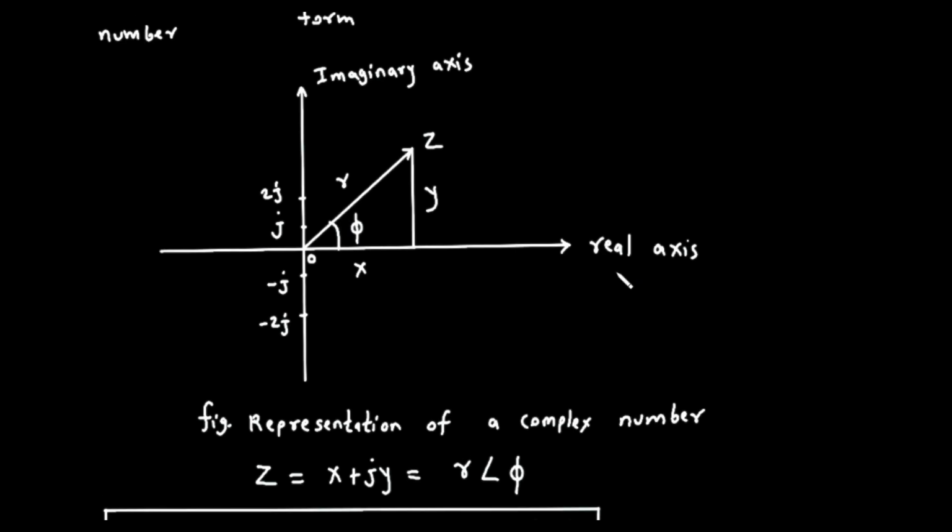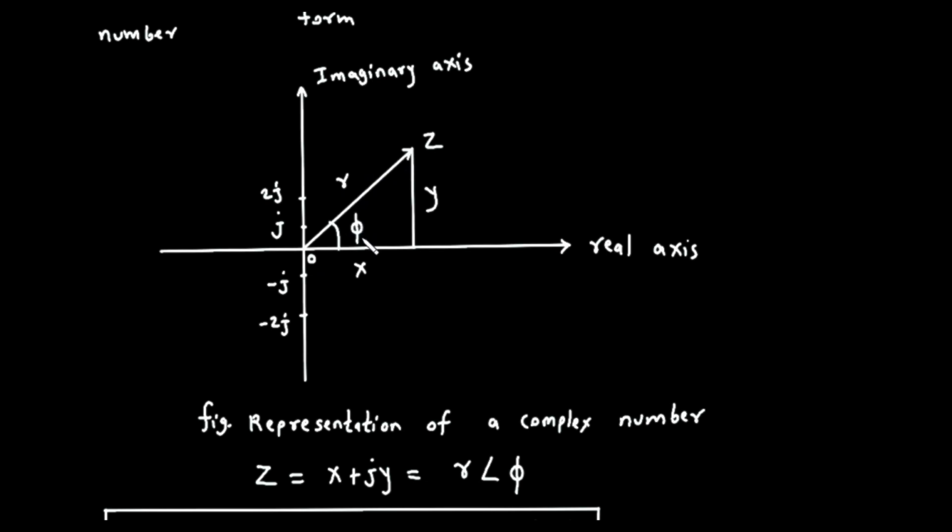We have a horizontal real axis and a vertical imaginary axis. A phasor z is drawn as an arrow, or a vector, starting from the origin. The horizontal projection of this arrow is x, the real part. The vertical projection is y, the imaginary part. The length of the arrow itself is r, the magnitude. And the angle it makes with the positive real axis is phi, the phase.